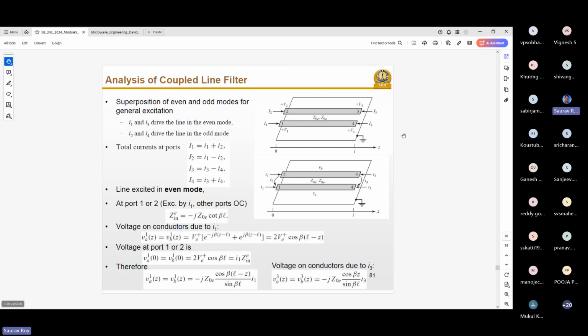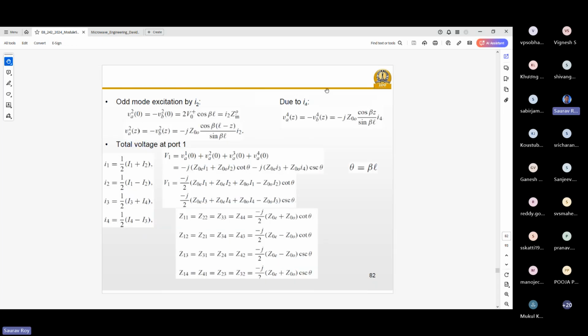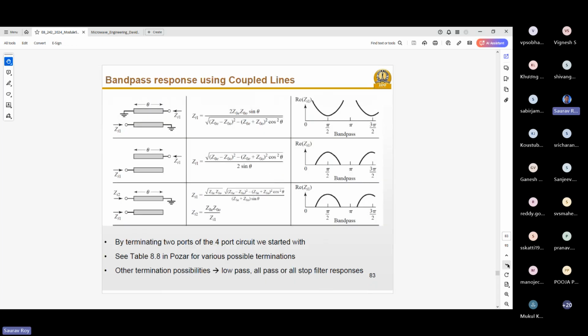A very in-depth analysis, line by line, is given in the Pozar book. If you are interested in the derivation, you can look into it. But the point is, if you follow all these expressions and equations, ultimately you get a very big table in the Pozar book. A few of them are used here, which can be used for band pass or band stop filters.